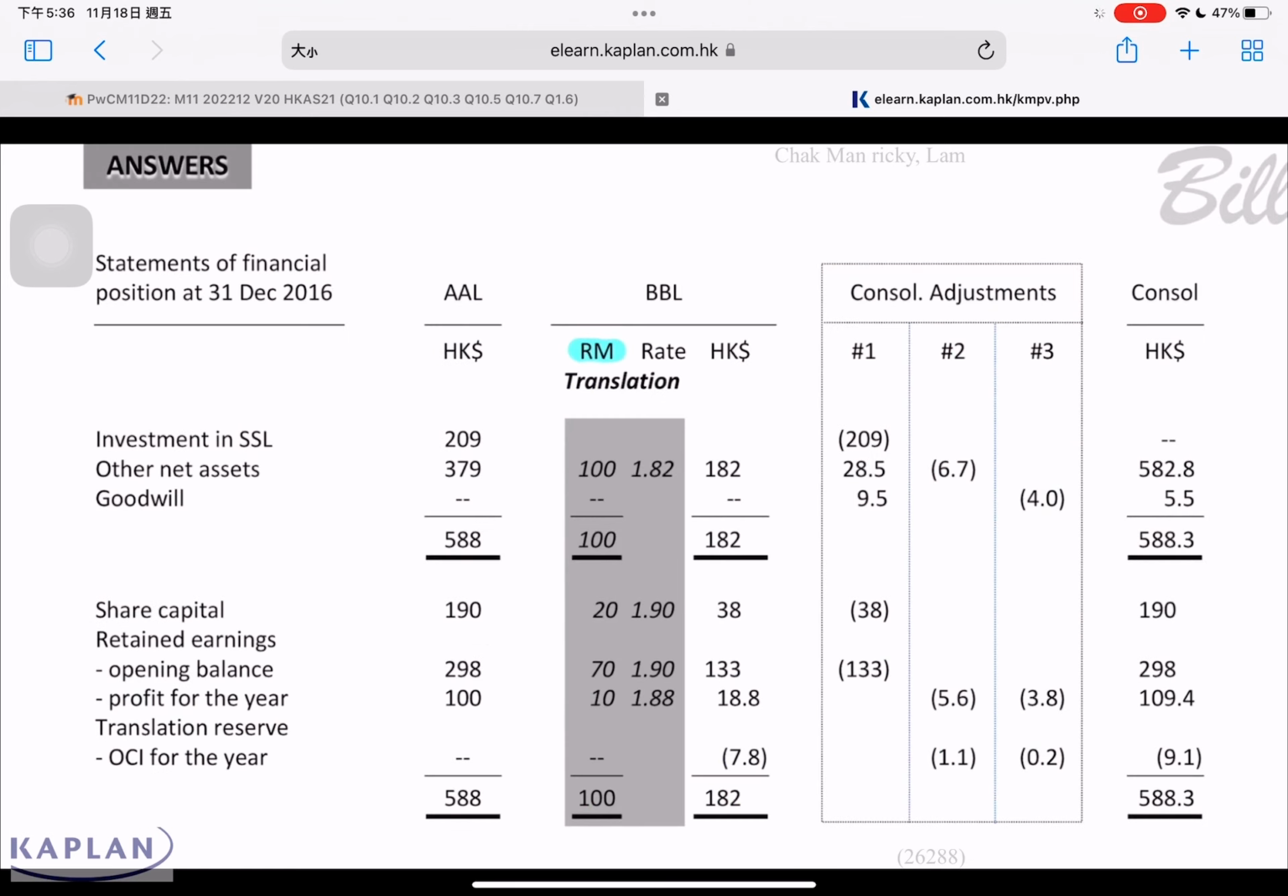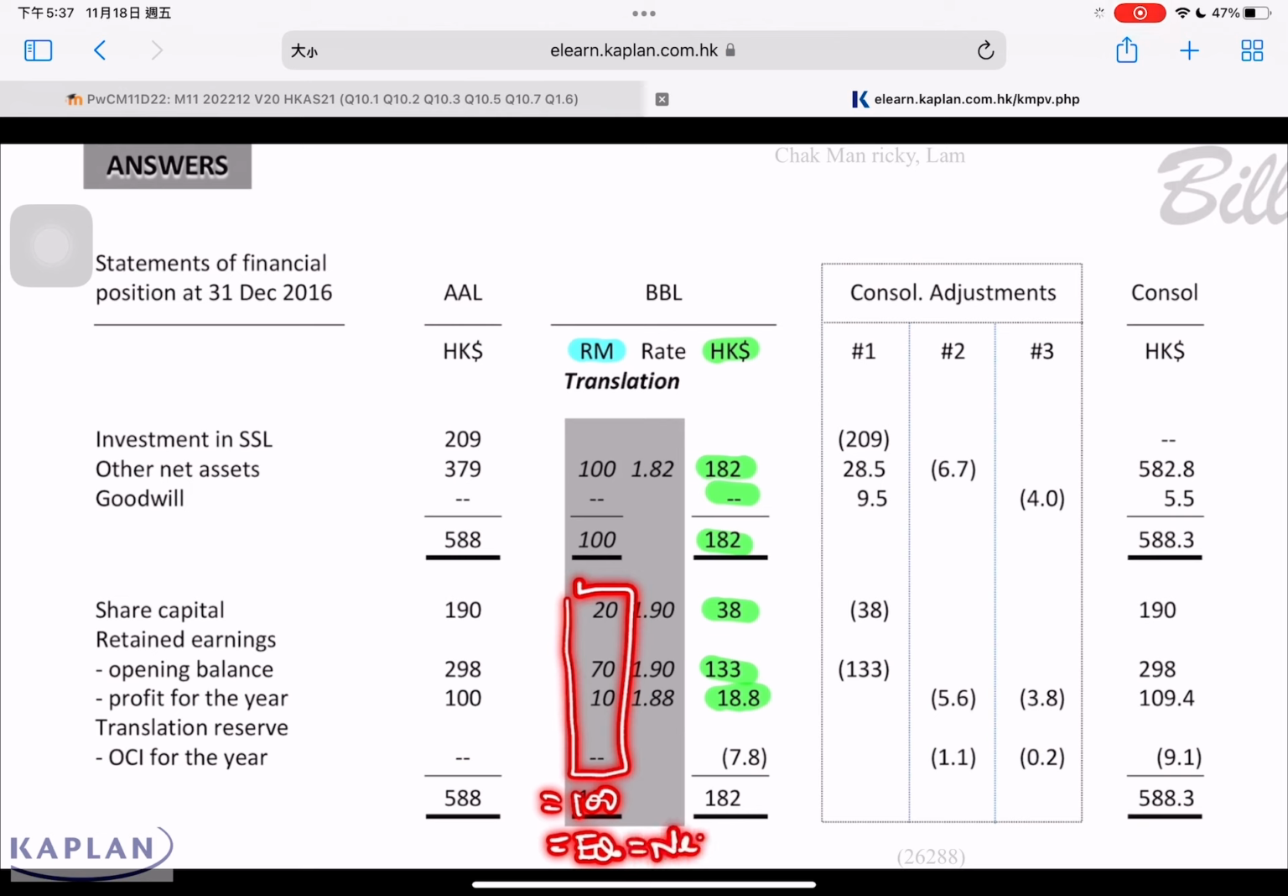This is ringgit, the translation from functional currency to presentation currency. This is the translated column. 100 multiplied by 1.82, 1.82 is the closing rate. Share capital and retained earnings at the acquisition date are translated using the historical rate, equal to 38,133. And this represents the profit for the year. From functional currency to presentation currency, this will be translated using the average rate. That gives us 18.8. This 100 is the total of this, equal to equity.